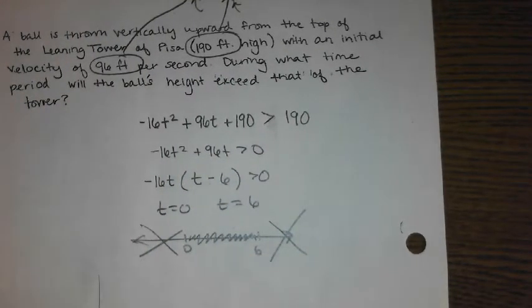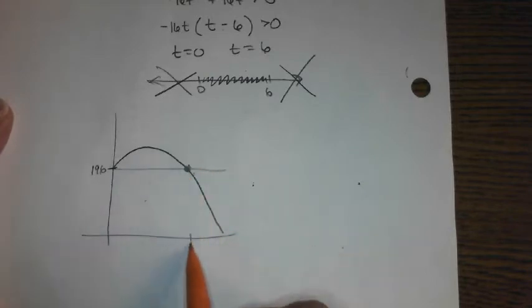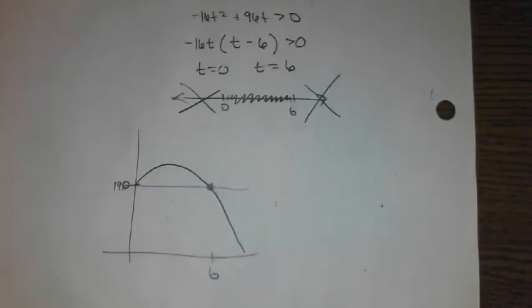You're on the Leaning Tower of Pisa, you're 190 up, you throw the ball, and it eventually comes down. We just found out that it's coming below 190 at the 6-second mark. So between when it's thrown and 6 seconds later. That's quite the initial vertical velocity, huh? 6 seconds is a long time to stay up. Anyway, any questions on that?